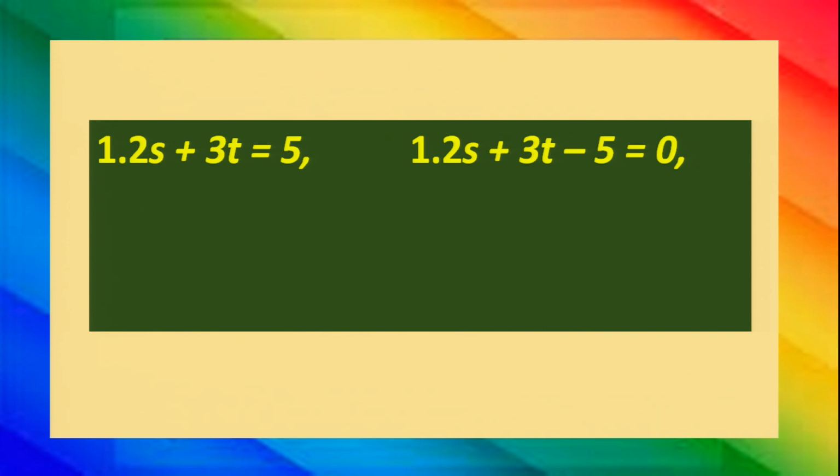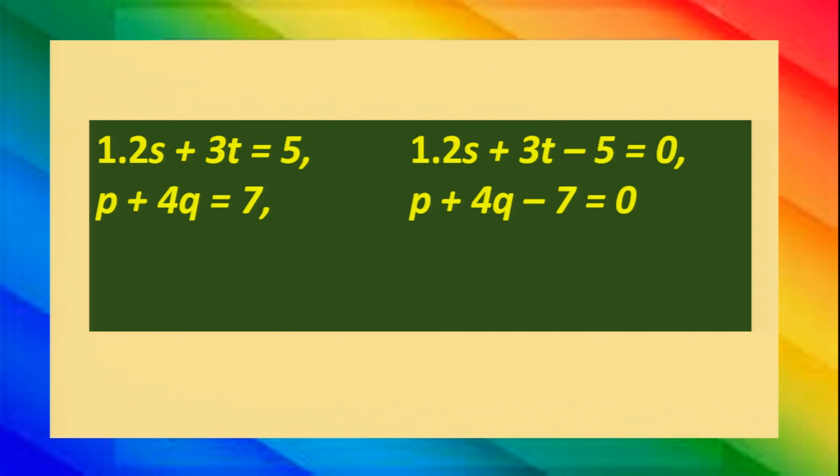Let's consider the second one, that is p plus 4q is equal to 7. Here also just think p in place of x and q in place of y, then we have p plus 4q minus 7 equal to 0.